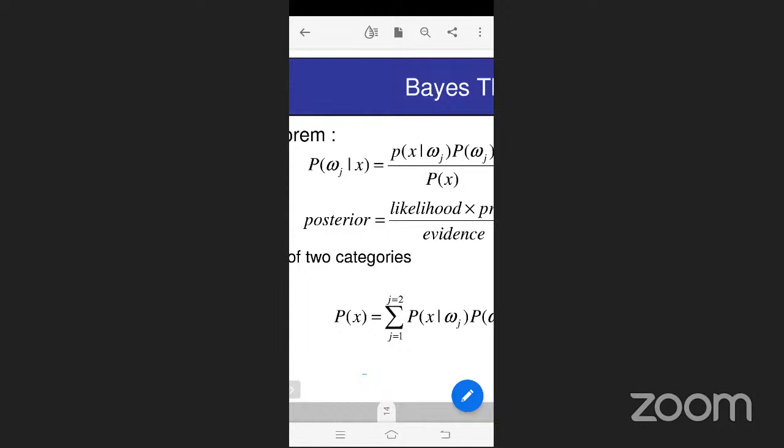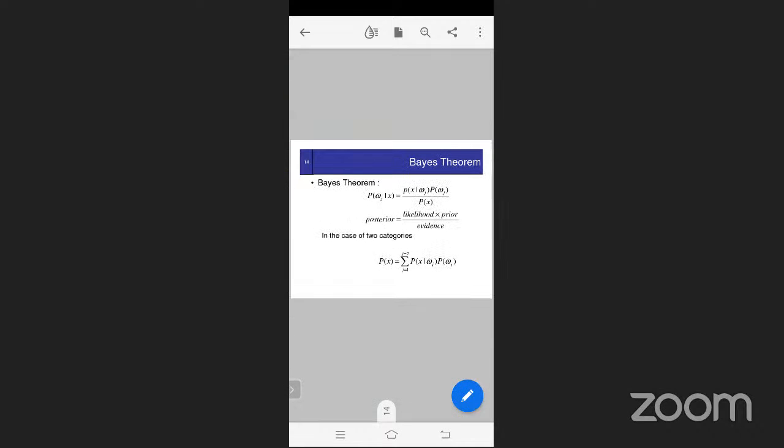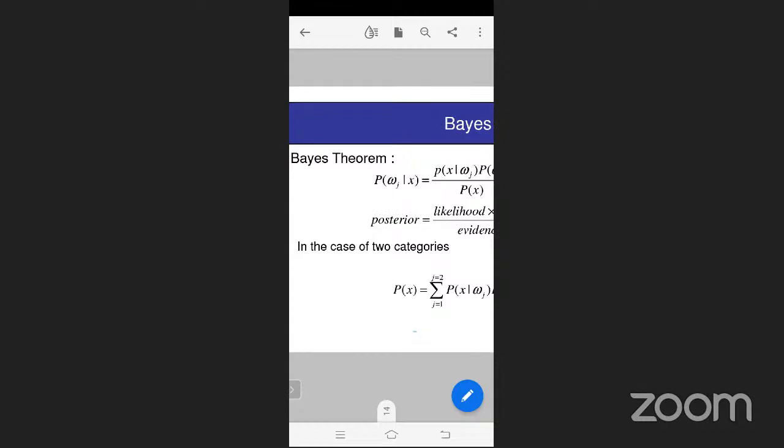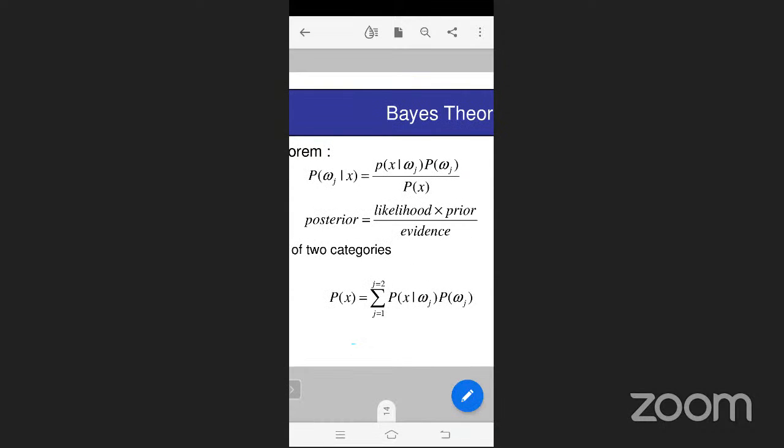Is it okay? So what is posterior? I'll explain to you. See, prior is without any features: probability of omega i, probability of omega 1, probability of omega 2. And what is posterior probability? Probability of omega 1 conditioned on x. X is the feature. Okay, sir.